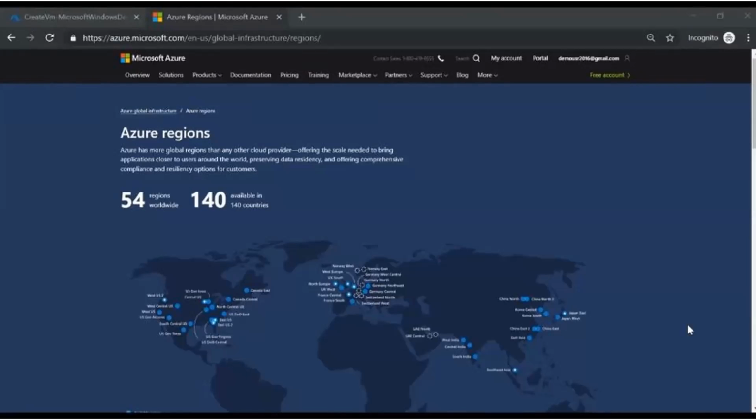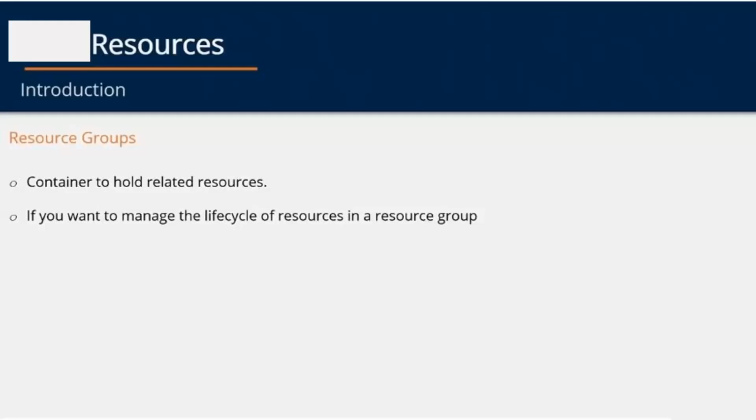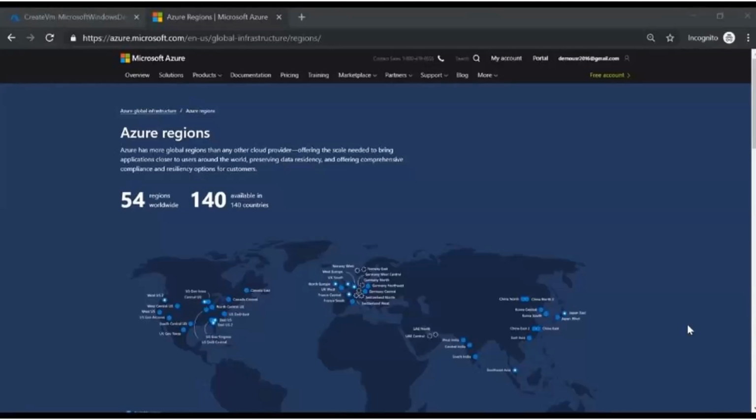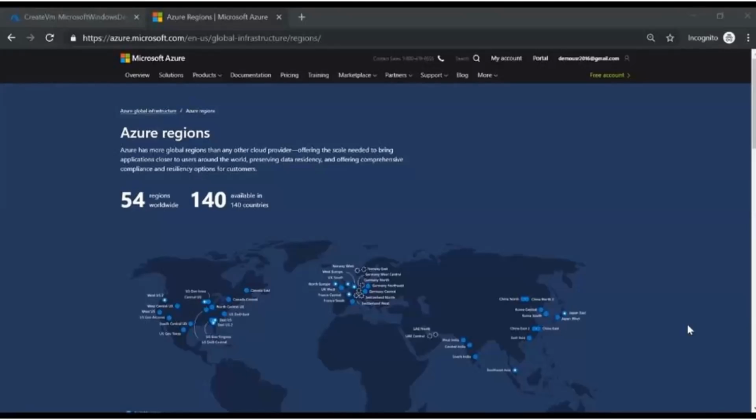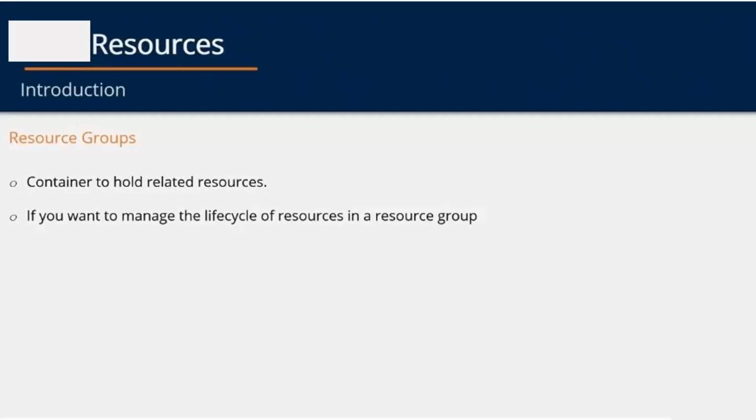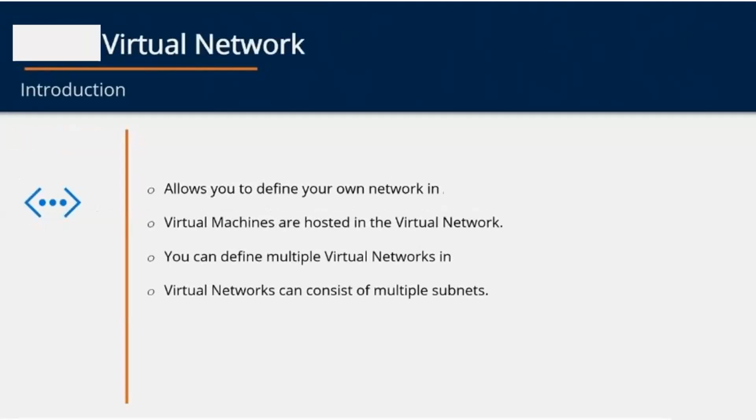So again, regions is nothing but a group of zones. For example, Microsoft has 54 regions in 140 countries, guys. Okay. So resource groups, again, a group of resources can be tagged together as a resource group. They maintain the life cycle of the resources.